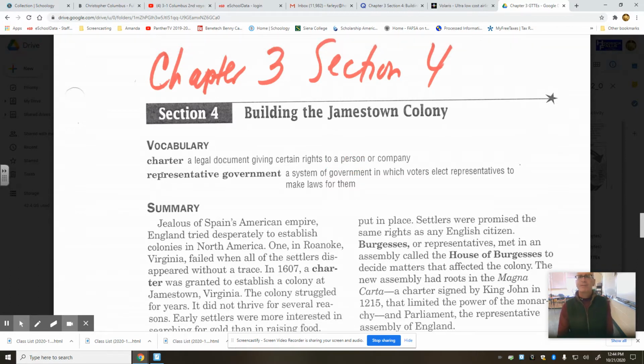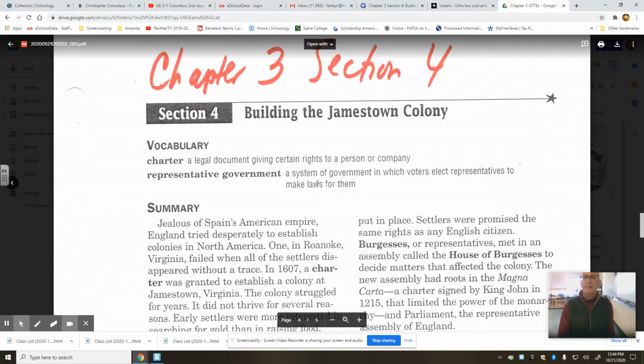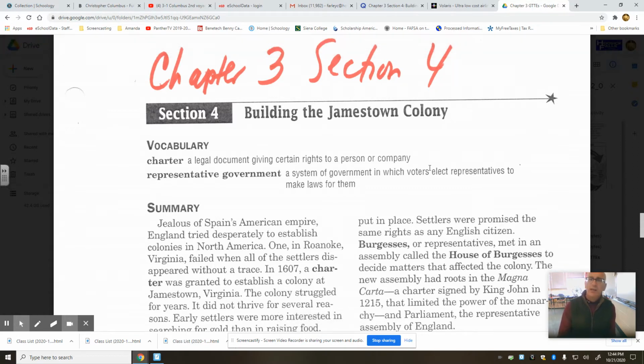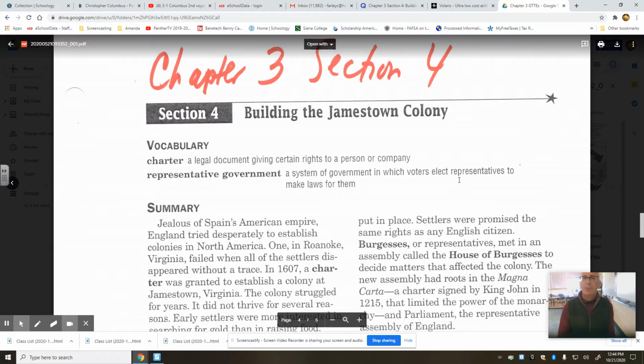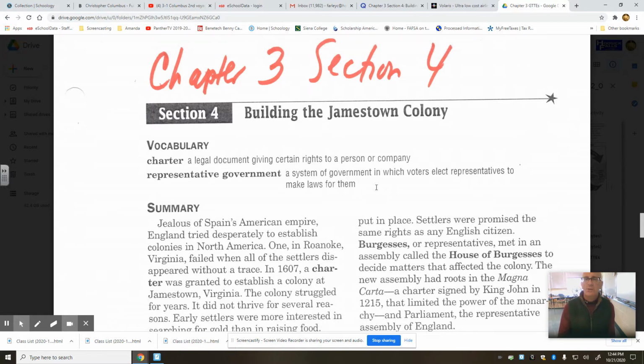Second term is representative government, and representative government is exactly that. It's a system of government in which voters elect representatives to make laws for them. It is the type of government we have in the United States. Okay? It is the type of government we have. We choose representatives to make laws for us.